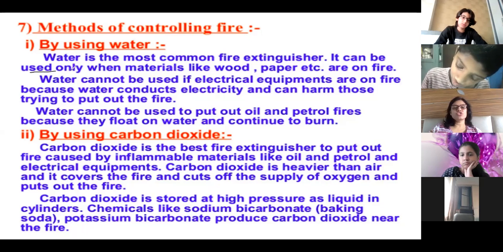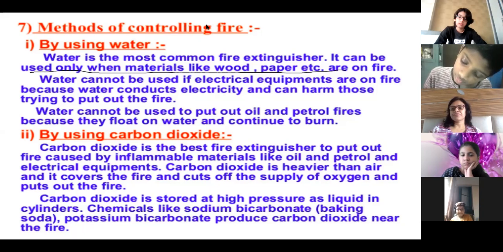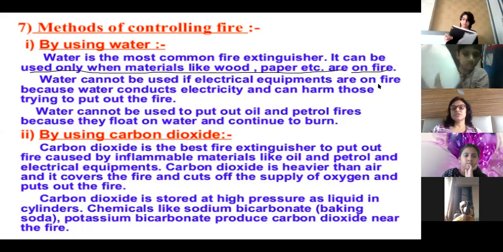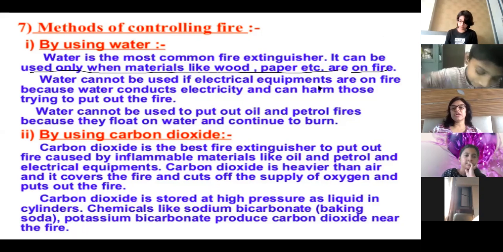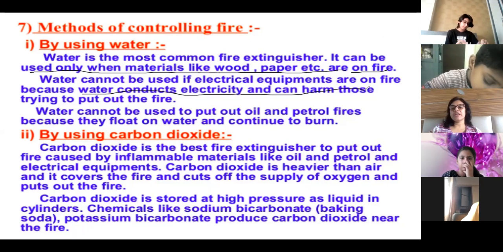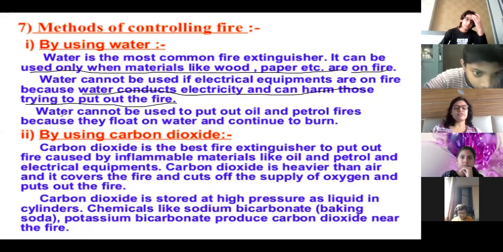Water is used only when materials like wood, paper, etc. are on fire. It cannot be used in controlling electrical fires, because water conducts electricity and can harm those trying to put out the fire. So they will get an electric shock, and the fire will not be controlled. Water cannot be used to put out oil fires also. This is important.